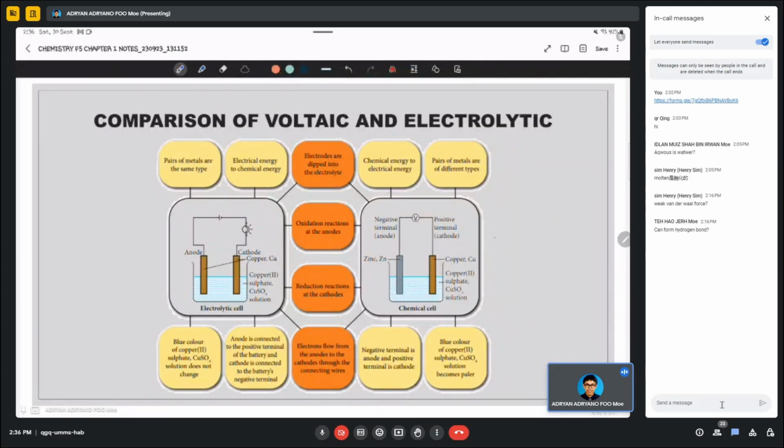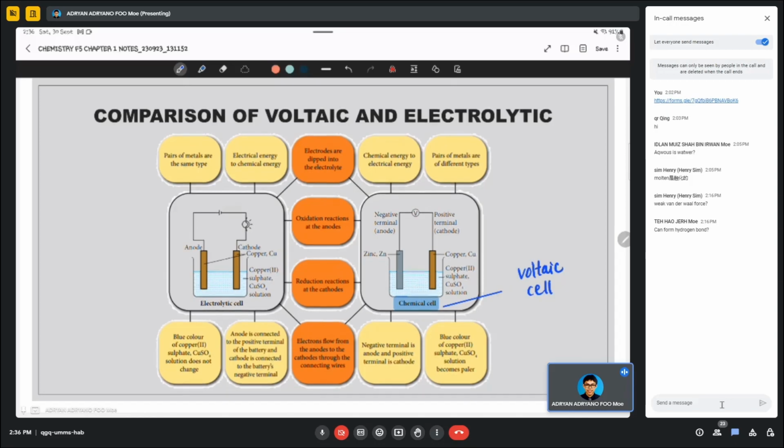Okay, the comparison I won't go through. This one you can read on your own. Okay, you can read through voltaic and electrolytic. If you see chemical cell, don't be afraid. Chemical cell is the same as voltaic cell. The same thing, because in the previous syllabus we taught voltaic as chemical cell. Now we learn voltaic. The name is voltaic.